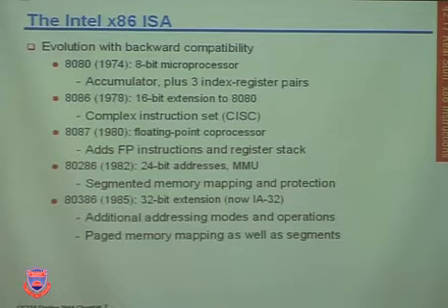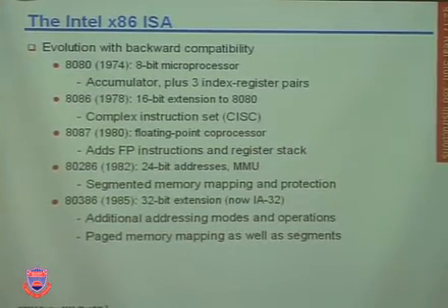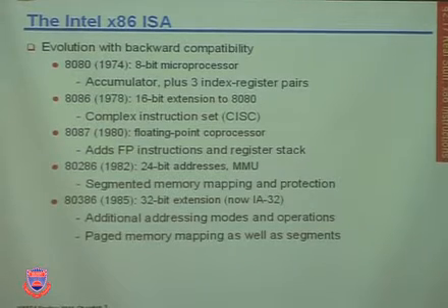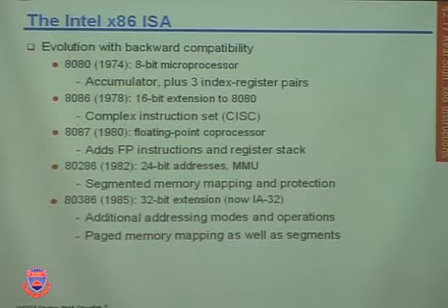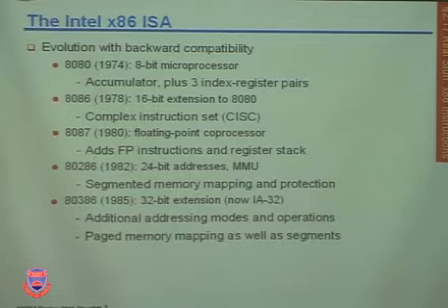Then in 78, the 8086 came out, and that was a 16-bit extension of the original architecture, and it added a lot of new instructions, and so it became a complex instruction set computer. In 1980, floating point math was important enough that a coprocessor chip came out, which later got integrated on the same chip, but it was a separate chip called the 8087. So with the 8086 and 8087, you could do integer as well as floating point math, and they talked to each other and shared. This floating point coprocessor therefore added floating point instructions and a register stack in order to be able to do the floating point arithmetic.